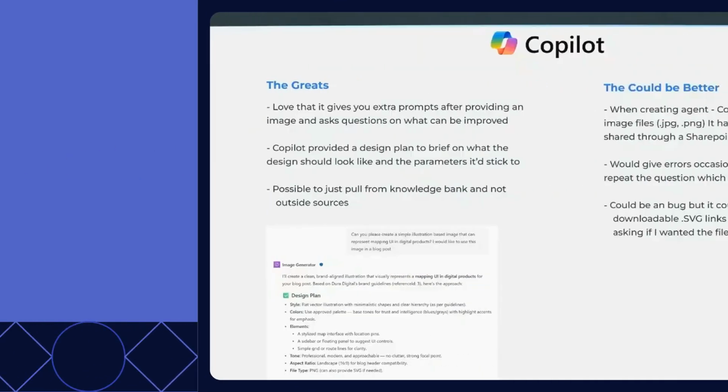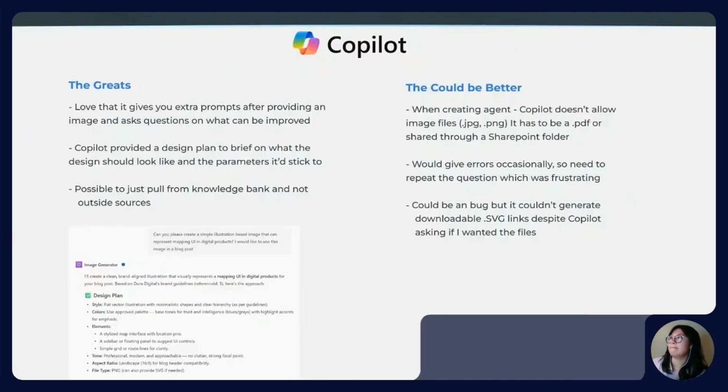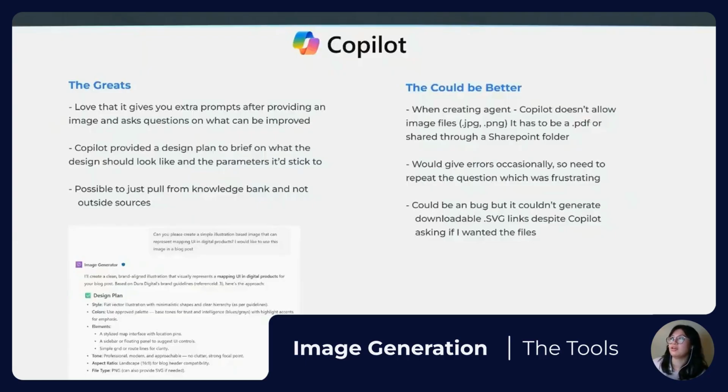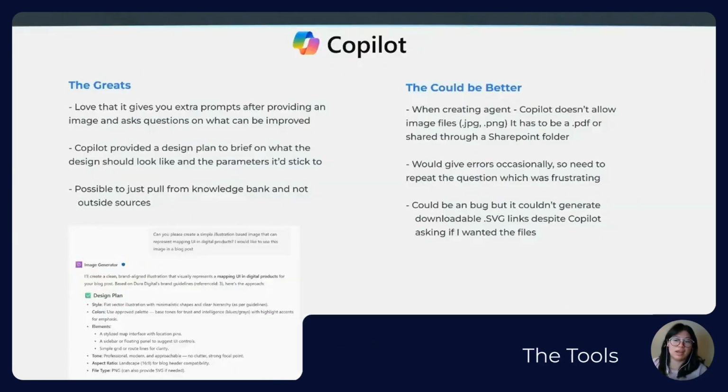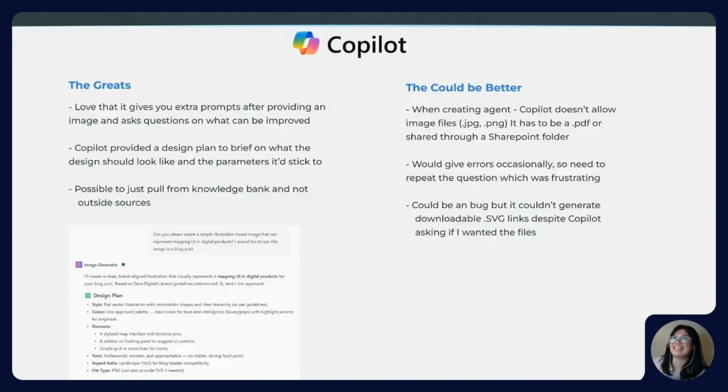So yeah, I'll quickly run through the pros and cons. Copilot mentioned that it could provide an SVG file, which I was looking forward to because we can edit it later on. As I asked it, they said, yes, I'll do it for you, but wouldn't provide me with that link. So I'm not quite sure where that mix-up is.